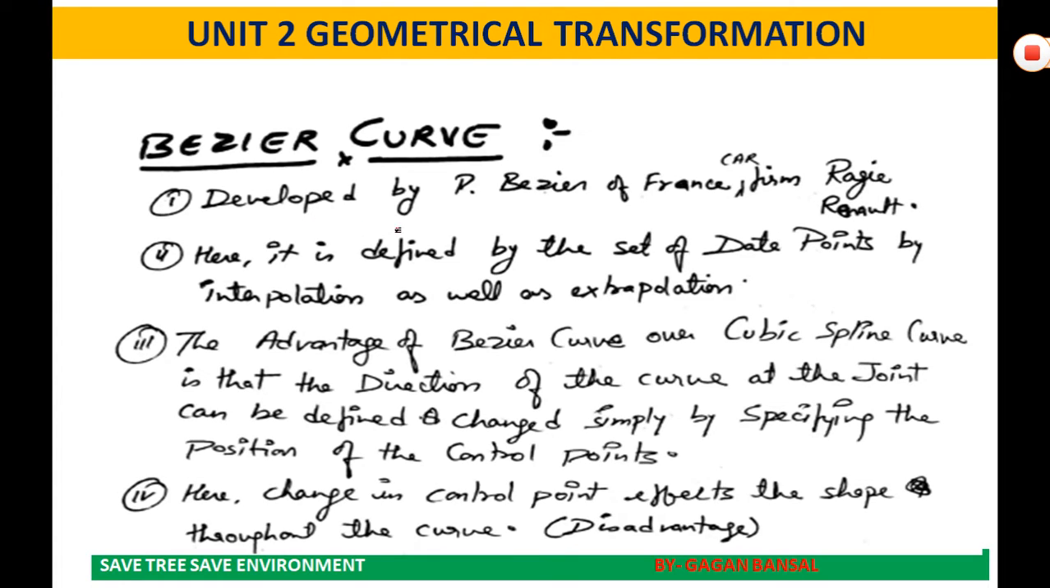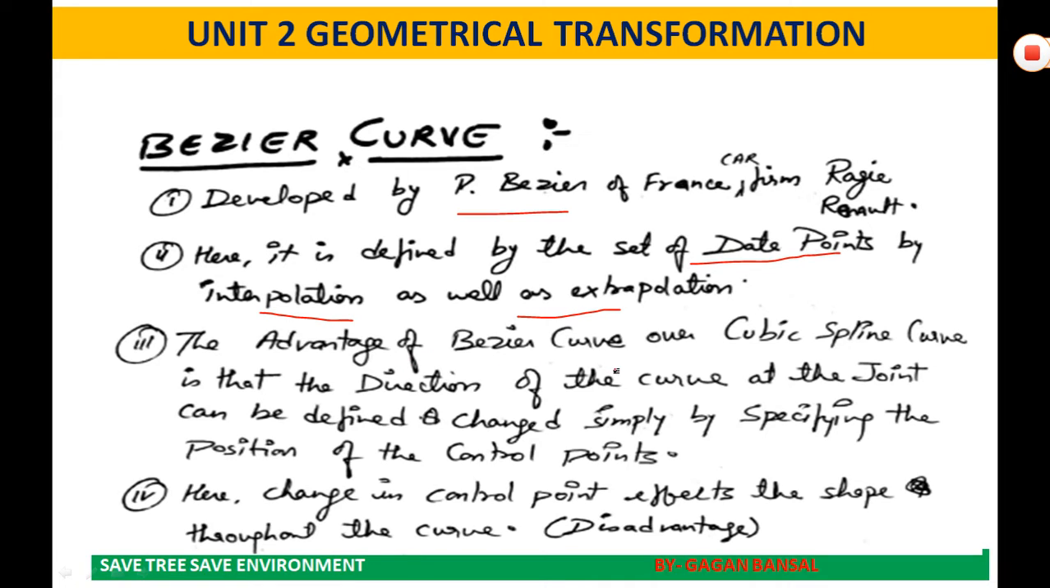Bezier curve, it was developed by P. Bezier of France, car firm Renault. Here it is defined by the set of data points by interpolation as well as extrapolation. Why we say it as interpolation and extrapolation? Because it does not pass through all the control points, so it interpolates few points. That is why it comes under the category of approximation spline.